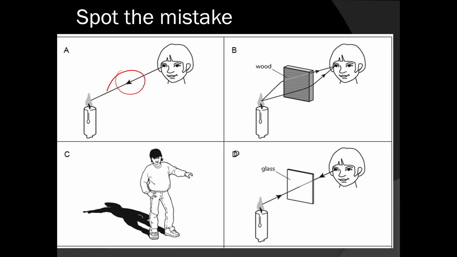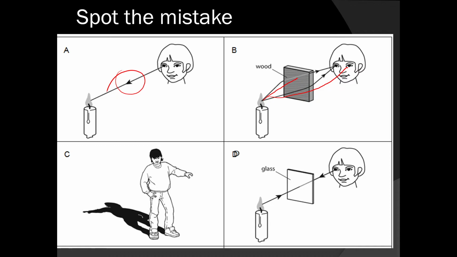With the image of the wood, it looks here as if the light rays are bending around the wood, and we know that light moves in straight lines. So what would actually happen here is it would hit the wood and it would not pass through the other side. Hopefully the shadow one was a little bit easier to spot.